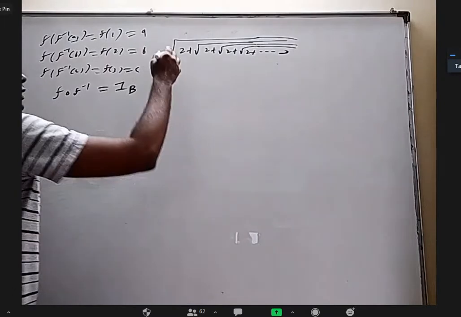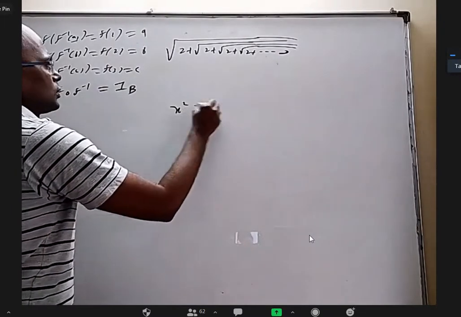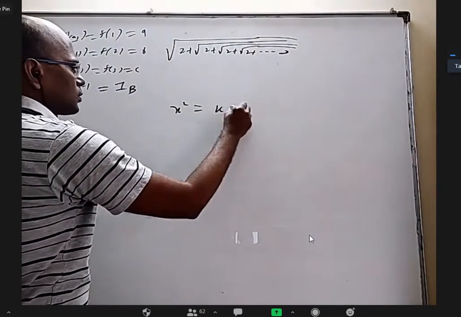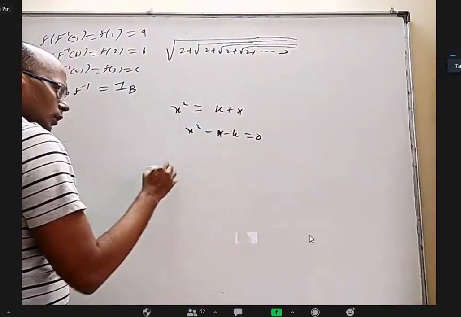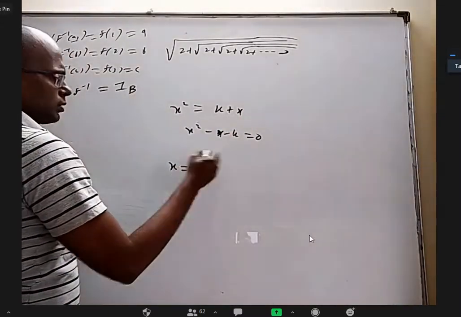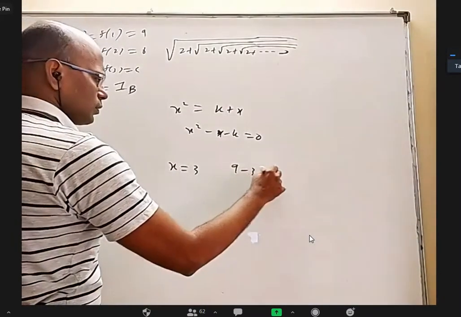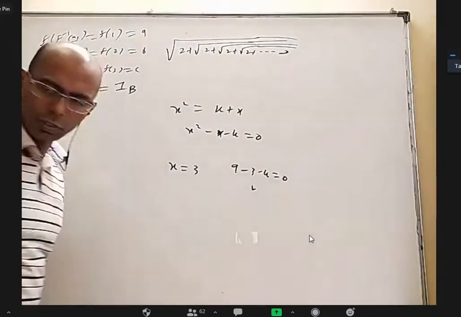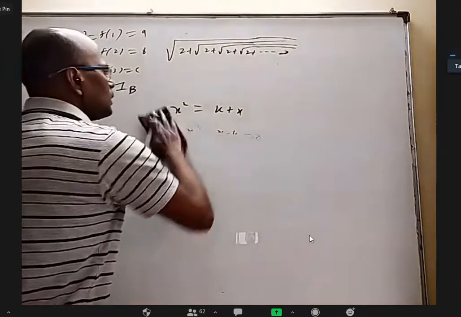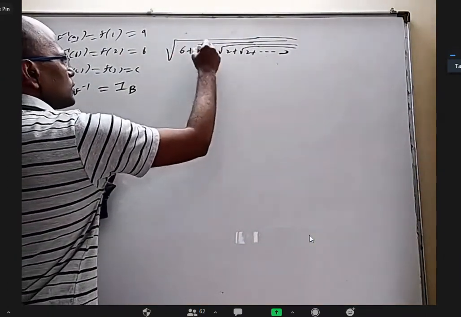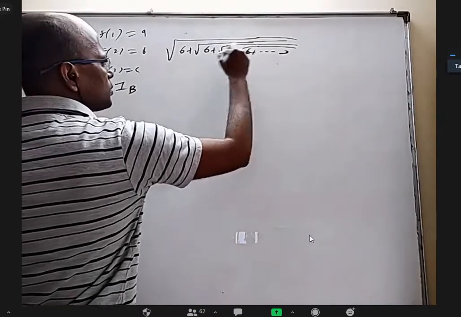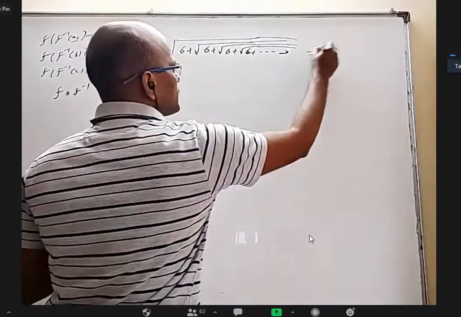If I take k here, x square equal to k plus x, so x square minus x minus k equal to 0. So if I take x as 3, this is 9 minus 3 minus 6. So okay, k should be 6. So let us take root over 6 plus root over 6 plus root over 6 plus root over 6 forever. This answer is 3.